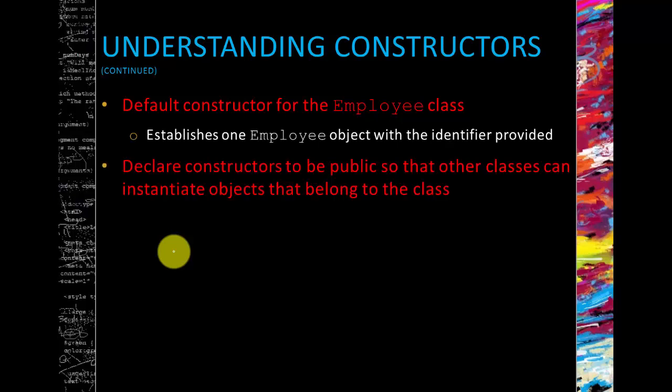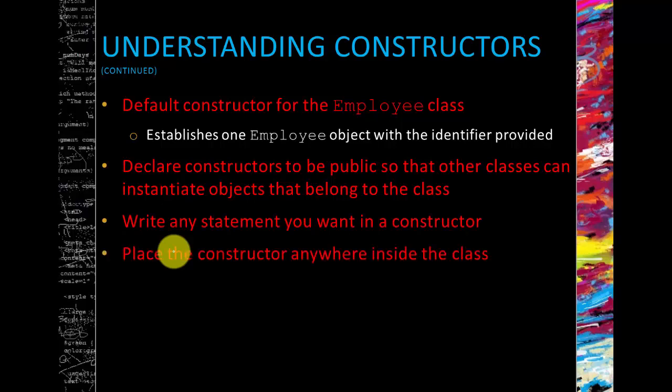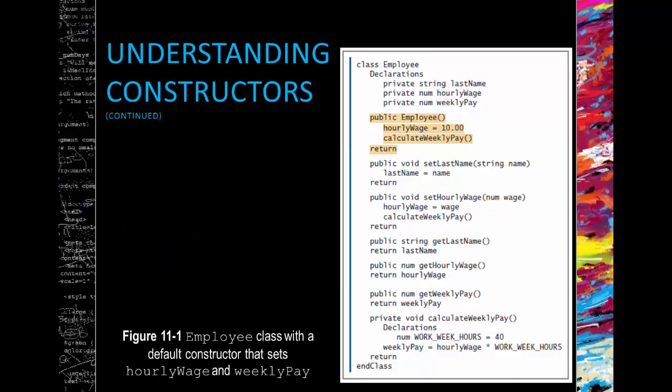When we declare constructors, we declare them to be public so that other classes can actually instantiate objects that belong to that class. If it's private, you can't really create any objects. You can't create boxes of memory. We can write any statement we want in a constructor. What's quite nice is that you can place the constructor anywhere inside the class. It doesn't necessarily need to be at the beginning of the class, but often programmers list these constructors first.